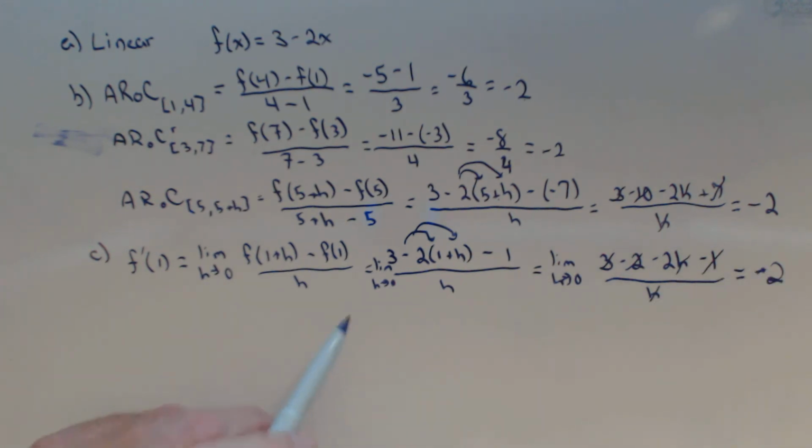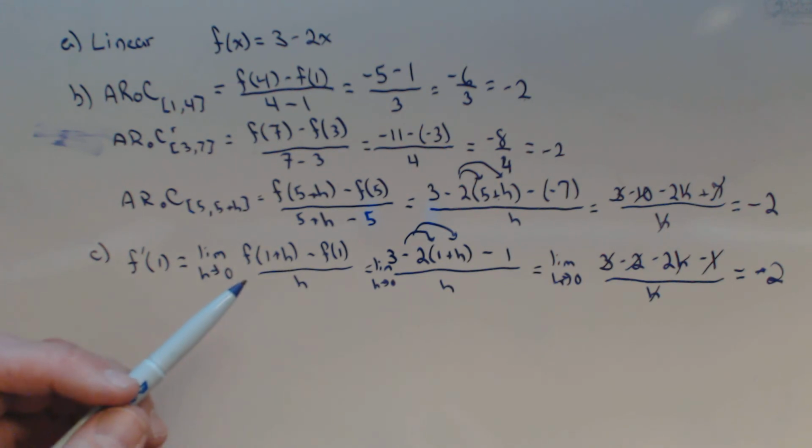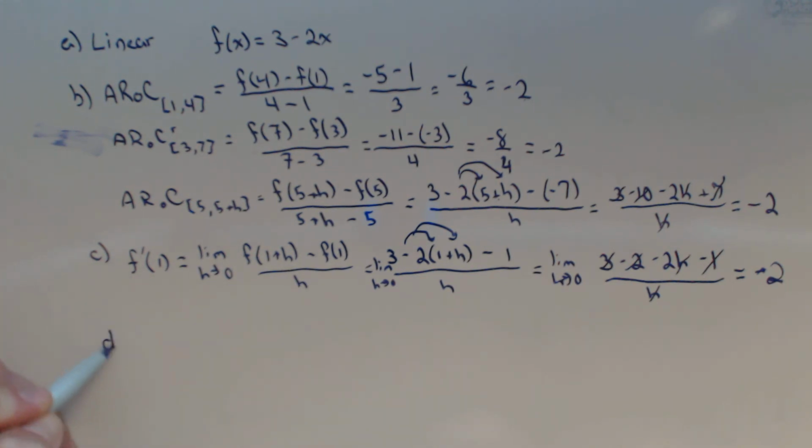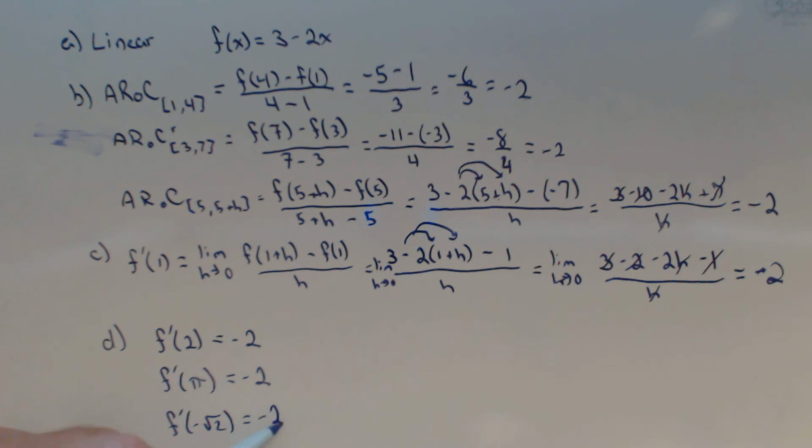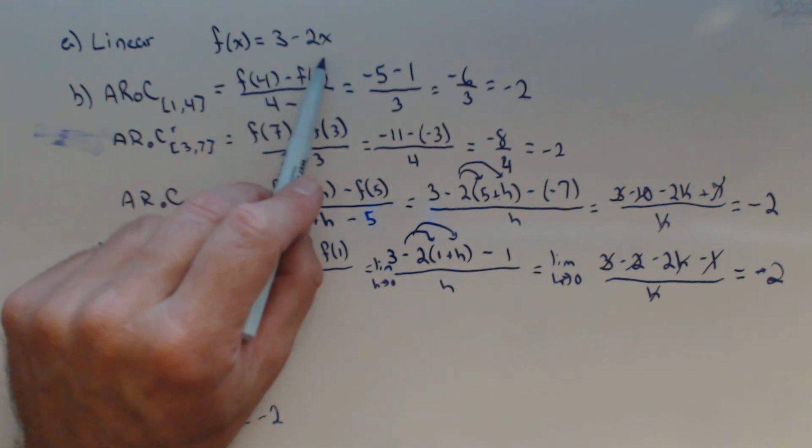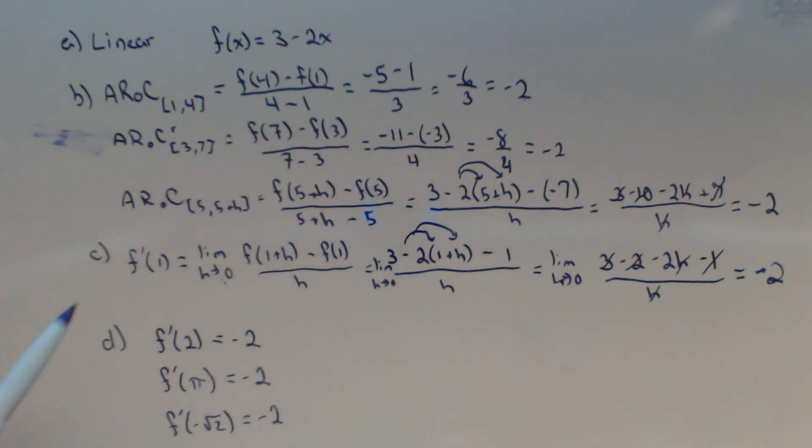And so what we're finding is not only is our average rate of change -2 everywhere, our instantaneous rate of change is -2 everywhere. And that makes sense for a linear function. It's got a constant rate of change, whether instantaneous or average. So real quickly, we can calculate f prime of 2. It's just -2. F prime of pi, again, just -2. F prime of negative square root of 2 is also -2. And we could do that without ever having calculated this, because we know that we have a linear function with a slope of -2. So it's got the same rate of change no matter what point we look at.